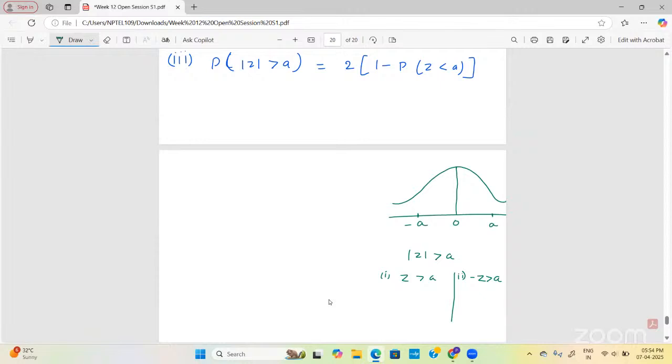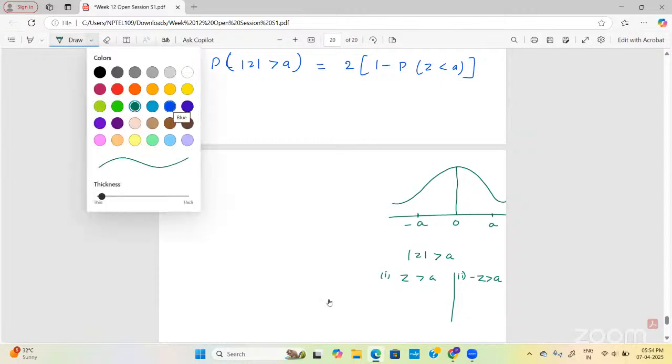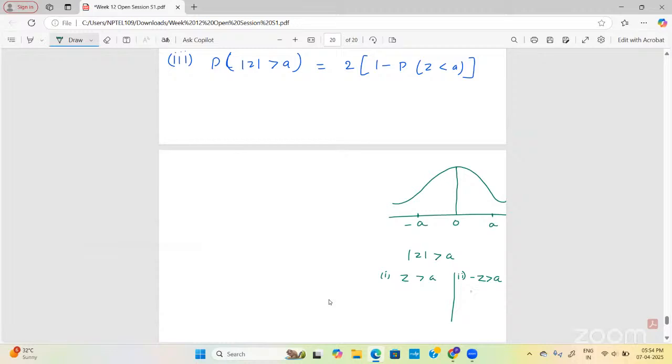Okay, because there is a mod, we can take positive value and negative value as well. So we can write that Z is less than minus A. Correct or not? Yes, sir. Okay. So now here I can write that probability Z greater than A plus probability Z less than minus A. Right?